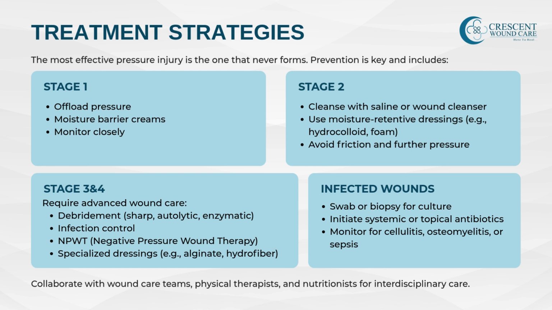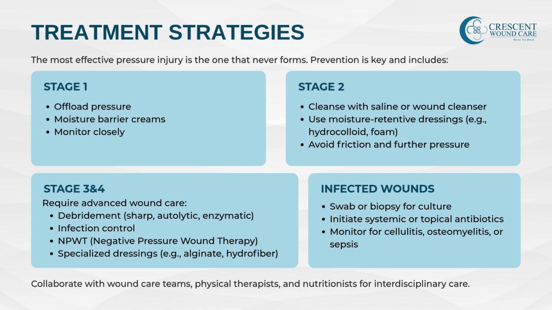Treatment for pressure injuries must be tailored to the stage of the wound, the patient's overall condition, and any signs of complications. Stage 1 and Stage 2 injuries: Begin with gentle cleansing using saline or a non-cytotoxic cleanser. Apply moisture-retentive dressings like foam, hydrocolloid, or film to maintain a moist healing environment and protect from further trauma. Minimize friction and shear by using protective padding and educating caregivers on safe repositioning. If the wound is from moisture, incontinence-associated dermatitis, incorporate barrier creams and improve incontinence management.